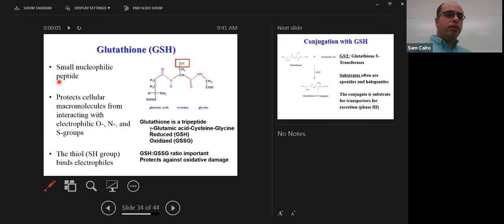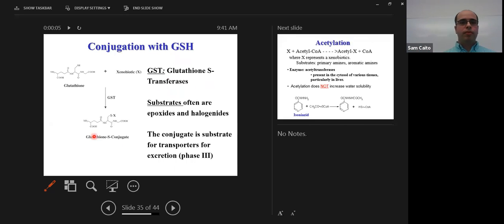So glutathione's typical job is to protect the cells and cellular macromolecules from interacting with electrophiles such as reactive oxygen species, reactive nitrogen species, and the thiol is what is actually going to bind to the electrophiles. So we use this glutathione with enzymes called glutathione S-transferases, where we'll actually take the glutathione and put it right onto that xenobiotic. So the substrates are often epoxides and halogenides, and the conjugate is a substrate for transporters for excretion. So these are specific transporters which recognize glutathione conjugates and then will pump it out of the cell. And again, these are the phase 3 reactions we'll talk about on Friday.